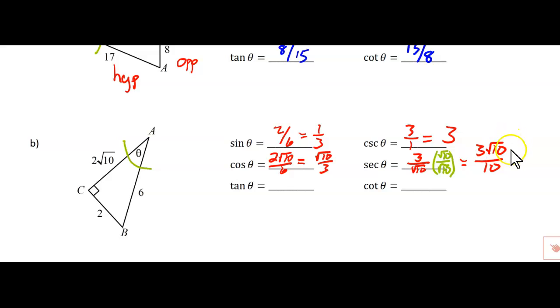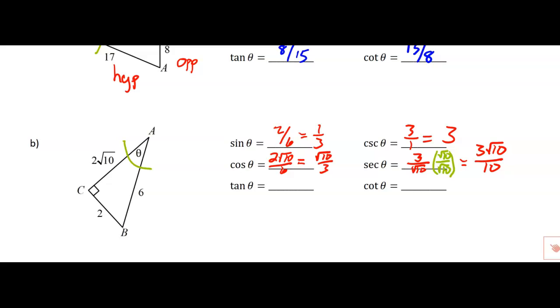Very important: square root of 10 and 10 are not the same number, so you cannot reduce them. This is done. That radical is like a lockdown. You can also think about it this way: if I could cancel out 10 and 10, I'd be left with 3 in a radical sign, which makes no sense. So you can't do that. 3 root 10 over 10 is your simplified answer there.